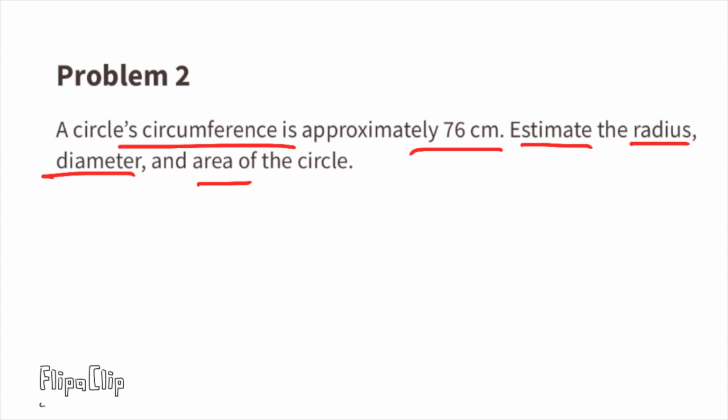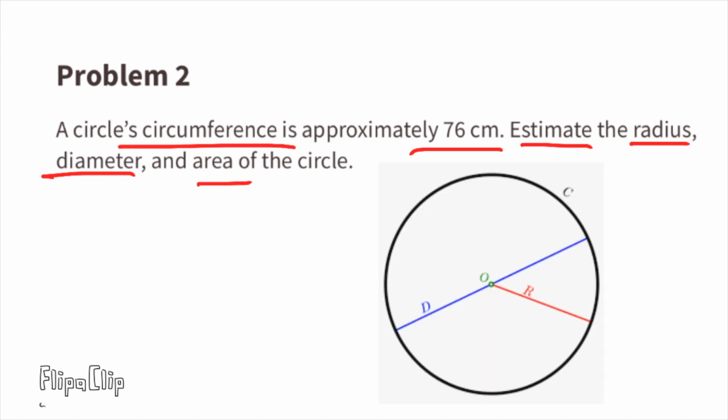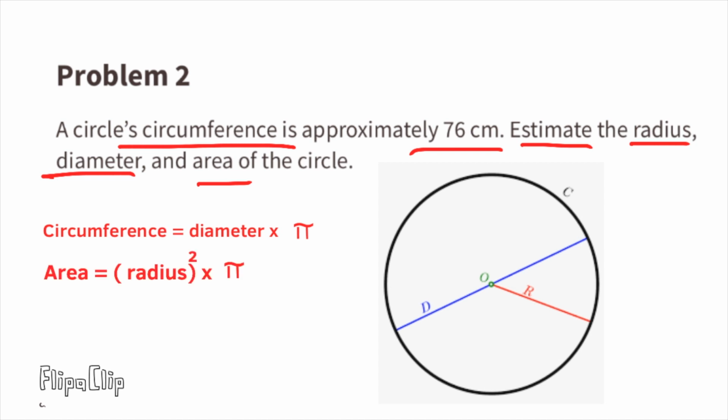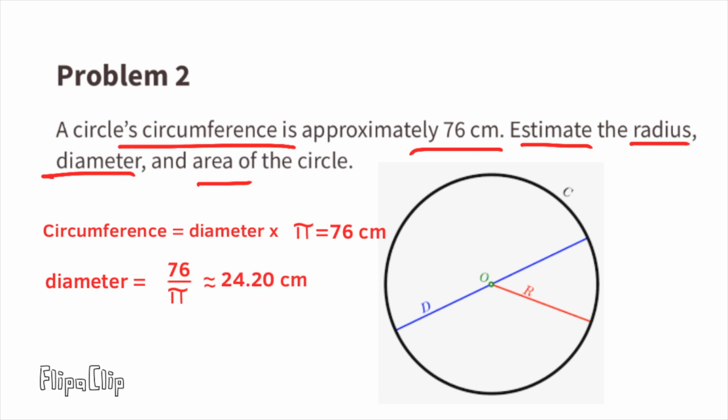Problem number 2. A circle's circumference is approximately 76 centimeters. Estimate the radius, diameter, and area of the circle. They gave us the circumference, and we know that the circumference is diameter times pi. We also know that the area equals the radius squared times pi. Let's figure out the diameter first. The circumference divided by pi gives us the diameter. The diameter of this circle is 24.2 centimeters.